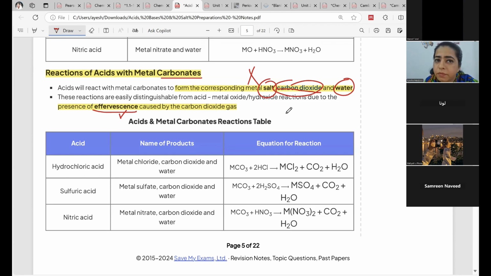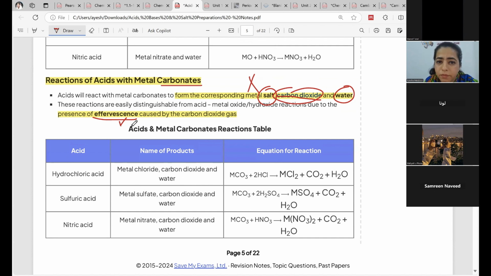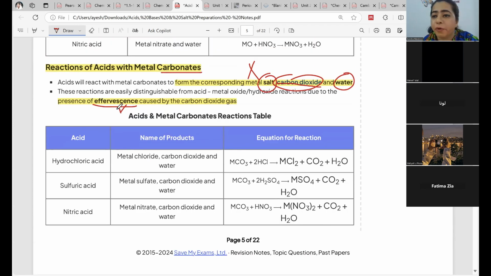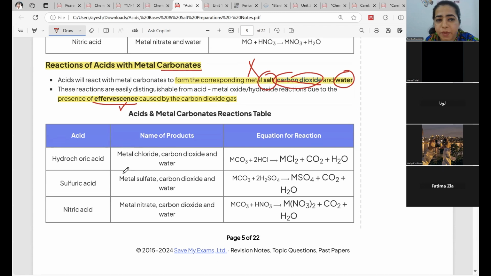That effervescence is like bubbles or not? Like they're the same meaning? Yes, effervescence means bubbles of the gas. So you can write effervescence in the exam. You can write bubbles as well. Both will be correct. Or you can even write gas will be produced. That is also the same thing, that gas bubbles will be visible to you as an observation.